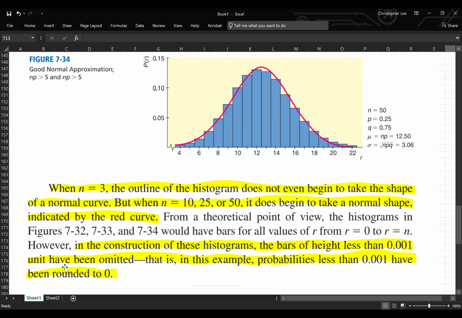So from a theoretical point of view, the histograms in the figures would have bars for all values of r from r equals 0 to r equals n. However, in the construction of these histograms, the bar heights less than 0.001 unit have been omitted. That is, in this example, probabilities that are less than 0.001 have been rounded off to 0. Same thing as a table, right? Doesn't change.